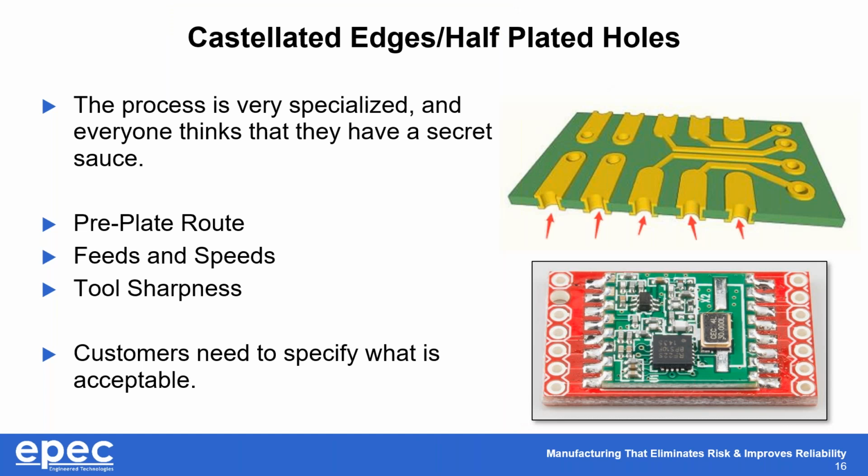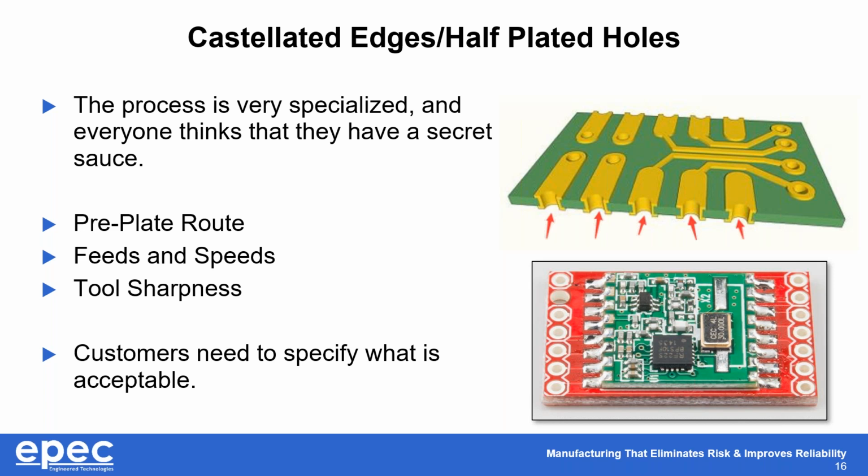When you look at what you use a castellated or half-plated hole for, it's a mechanism to attach a printed circuit board to another printed circuit board without a connector, right? So what you're seeing below is a printed circuit board that's been populated, some sort of unit that we're going to place onto another printed circuit board to be connected to something else. Everybody kind of has their secret sauce around how they create this particular feature.